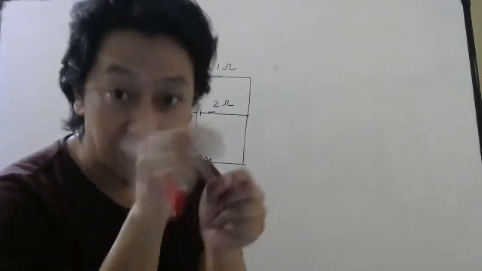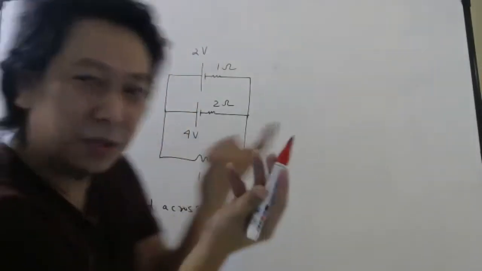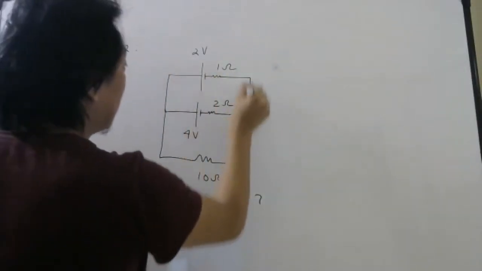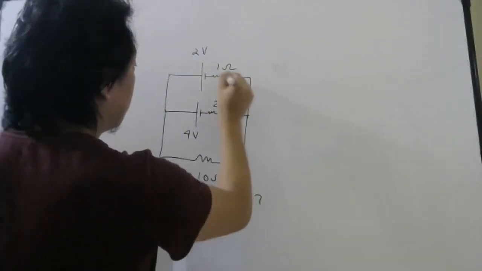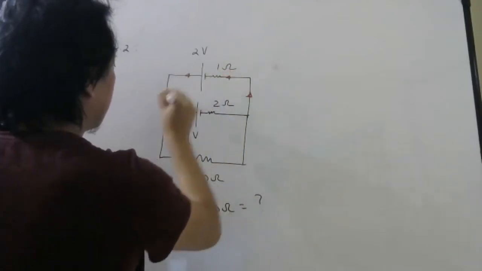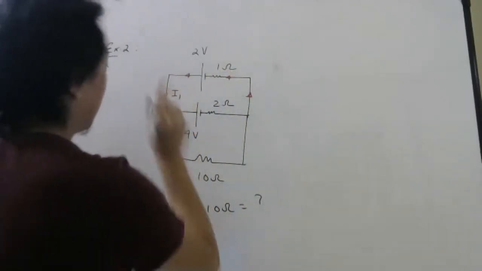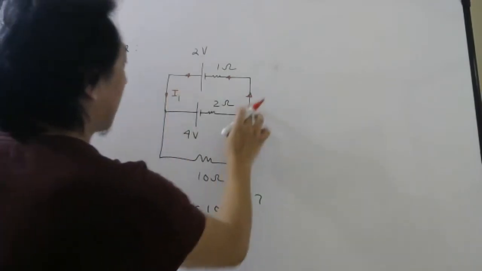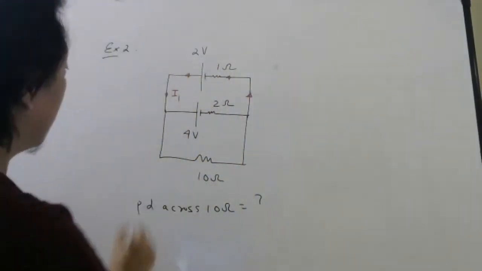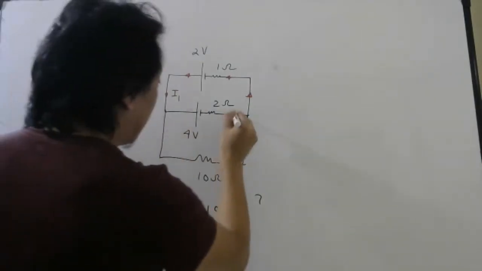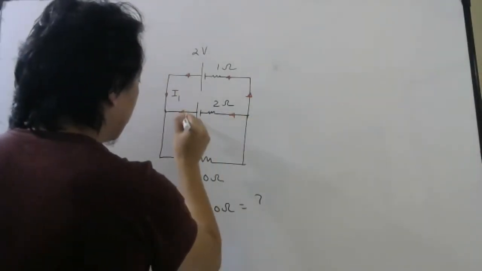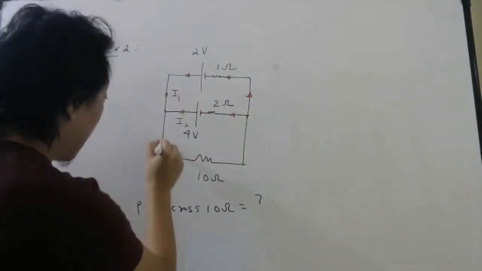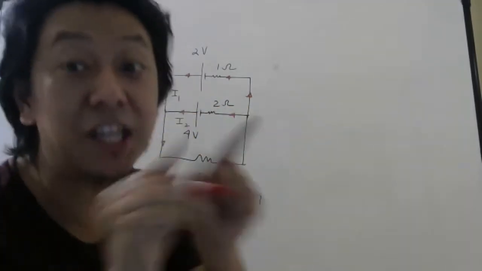So you have to assign current. You do it your way, whichever way you like. This way, this way. Okay, so let me say in this branch current is I1. And in this branch, let me write current as I2. Then here, I don't have to write I3.